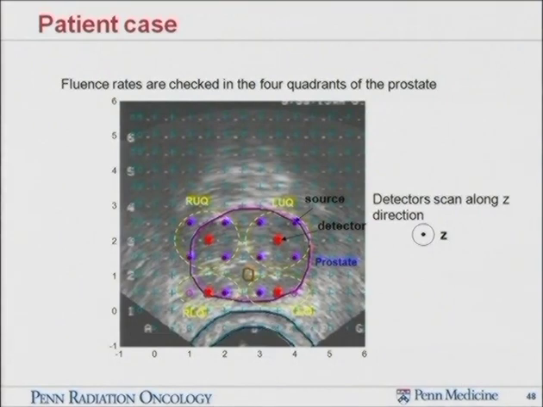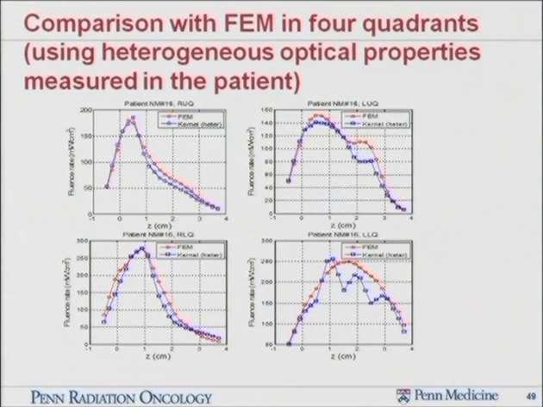In this particular case, 12 sources are introduced, and each circle corresponds to a zone: right upper quadrant, left upper quadrant, right lower quadrant, left lower quadrant. We have 4 detectors in each zone. The detectors measure the total light fluence during the PDT treatment. Now that we know the optical properties, we do the calculation based on them and compare with the measurement. Here are some comparisons in one patient, number 16.